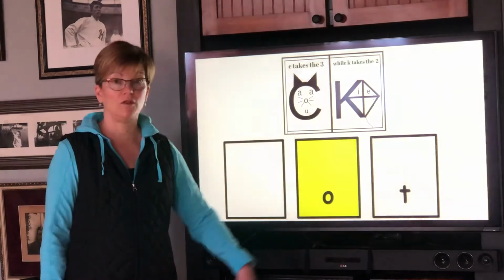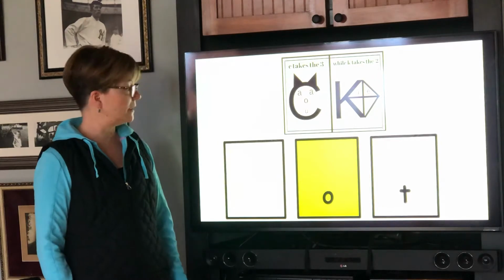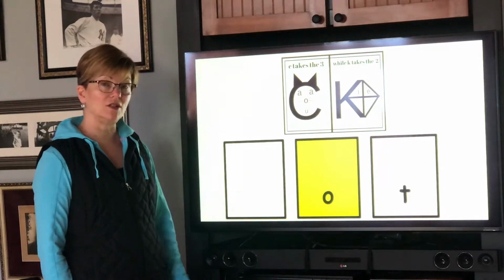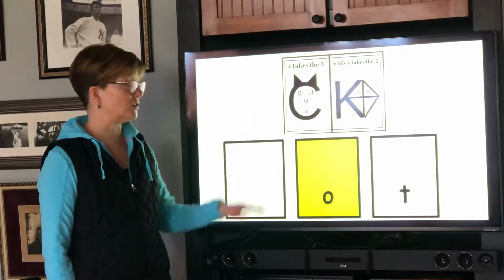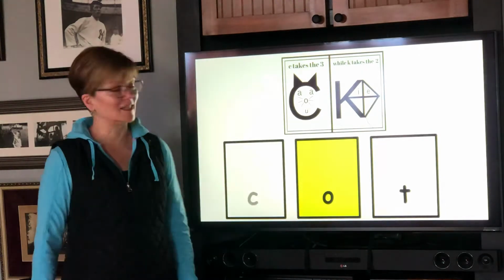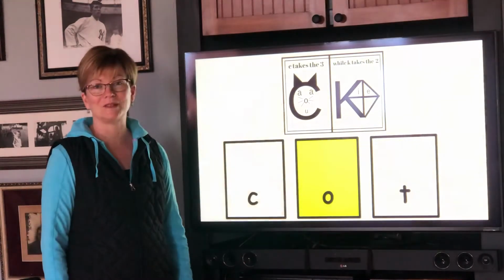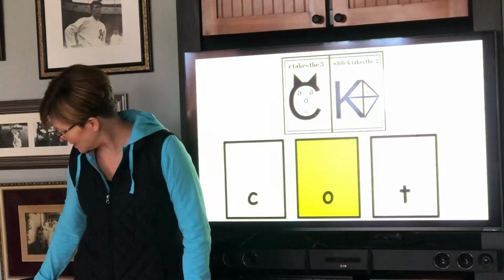Cot. If you go camping, you might sleep in a little cot, a little bed. What sound did you yell out? Did you look at the cat and kite? Did you yell out a C? Because this O was the cat's nose. Good job. Let's go on.